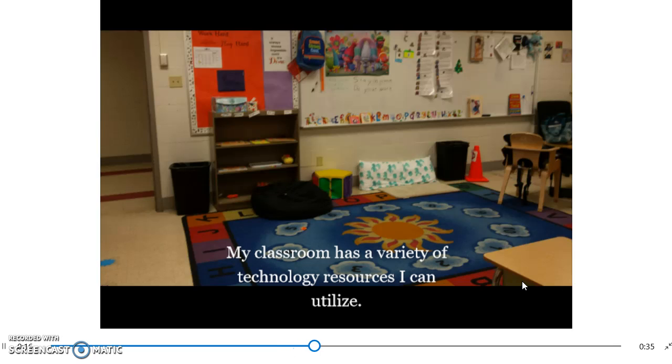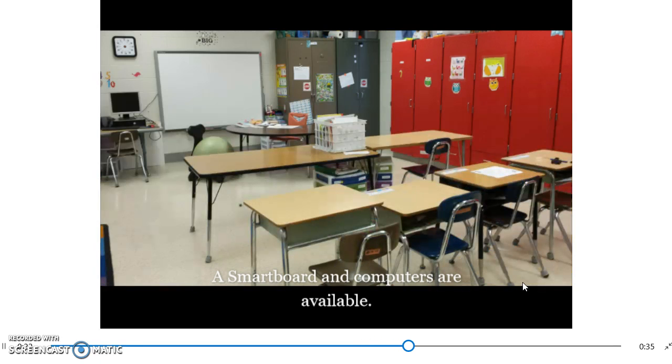My classroom has a variety of technology resources that I can utilize. A smart board and computers are available for instruction of my K-5 students.